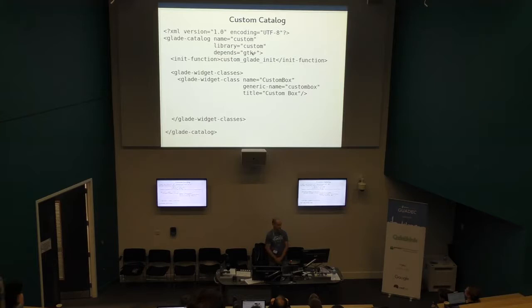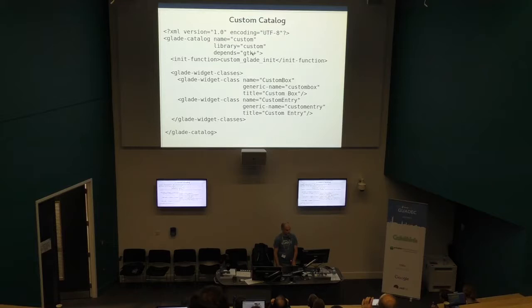these cases. So you have the Glade widget class, which needs a name, and that's the class name. Generic name is just the name for Glade to give to your new object. So it could be anything you want. And title is the string that you're gonna see in the UI in several places. So for example, here, I did the class names custom box and custom entry. And those two classes will be defined in the custom library.